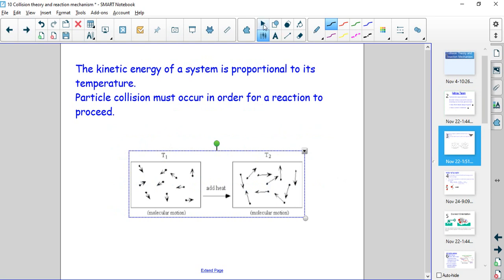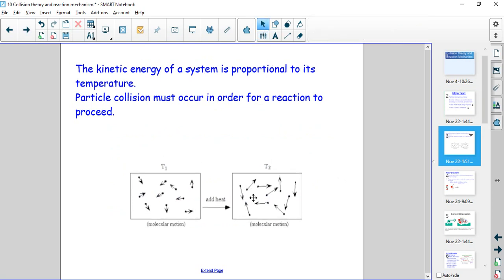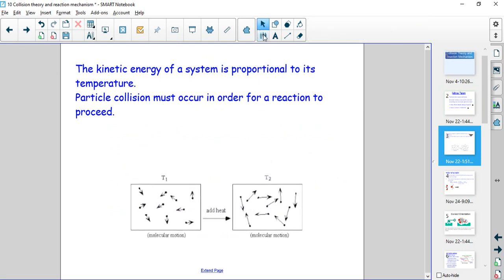So let's talk about temperature now. We know, being introduced to this unit a little while ago, that kinetic energy is essentially measured practically with the use of a thermometer. So by increasing temperature, you can increase kinetic energy. By decreasing temperature, reducing thermal energy, you reduce kinetic energy.